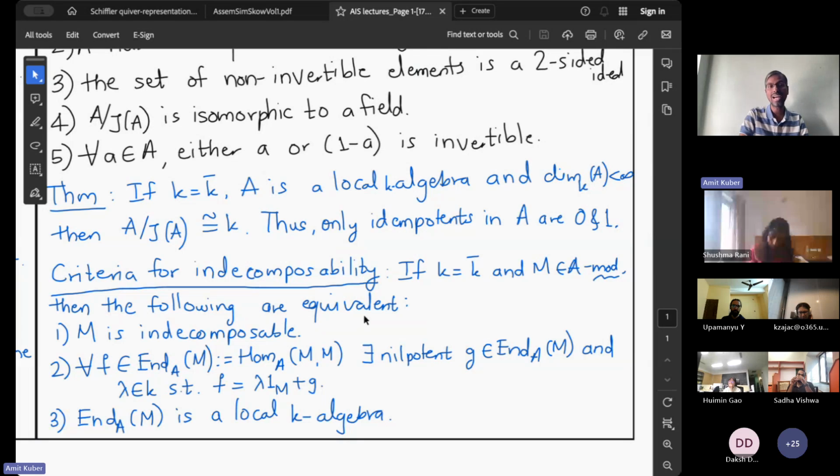The first one is that, it's the third one on the list, the endomorphism algebra, which means the collection of morphisms from M to M, is a local K algebra. And the second property is that if you subtract an appropriate multiple of the identity, then what remains is a nilpotent morphism. So every endomorphism has the form of a scalar multiple of the identity morphism plus a nilpotent morphism.